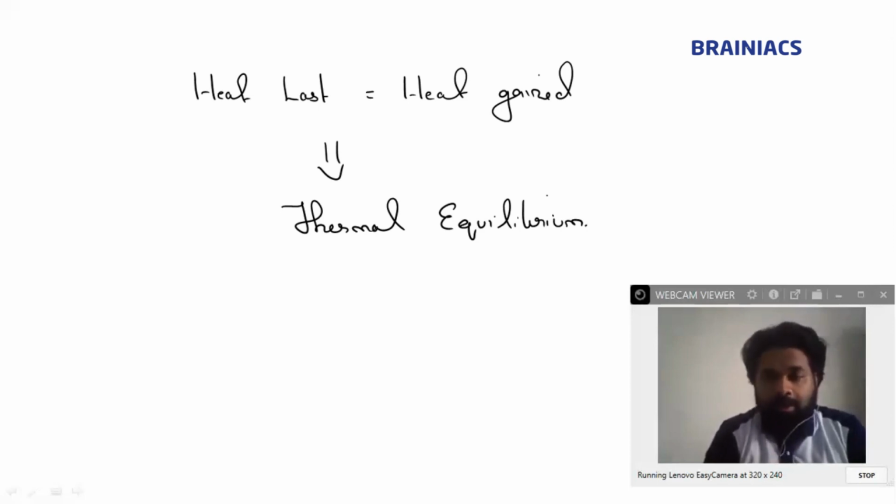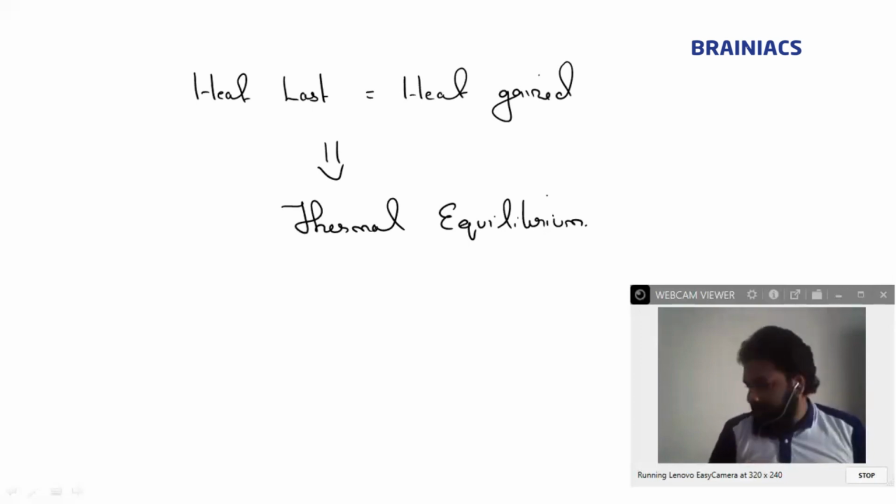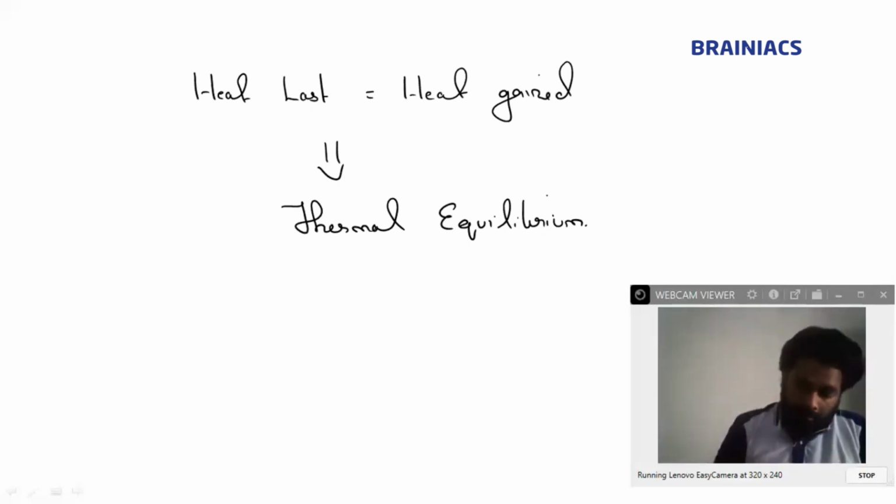In order to do that, the body with the high temperature will release heat. The body with the low temperature will absorb heat. So whatever heat is lost by the hot body will be the heat gained by the cold body. Finally, the temperature of the system will be the same. Clear? It will attain thermal equilibrium.